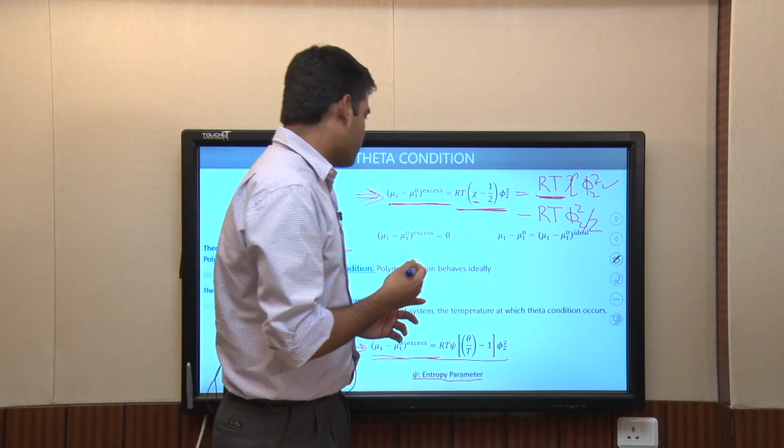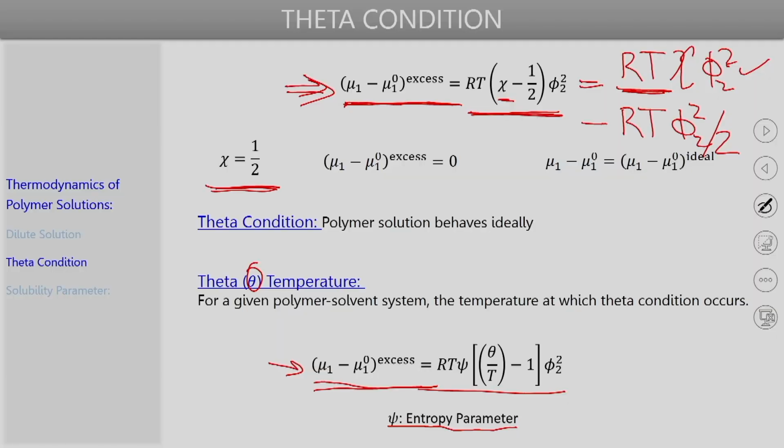On the other hand, if chi is half, then we get the theta condition where the solution behaves ideally. If the value of chi is more than half, then the excess chemical potential difference becomes positive, and the larger the value of chi, the more positive it will become, and the less favorable the mixing will be.